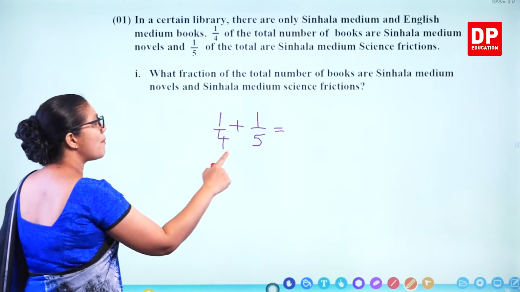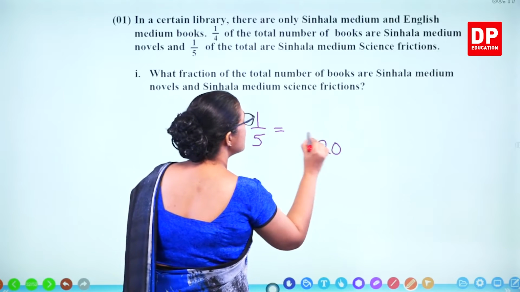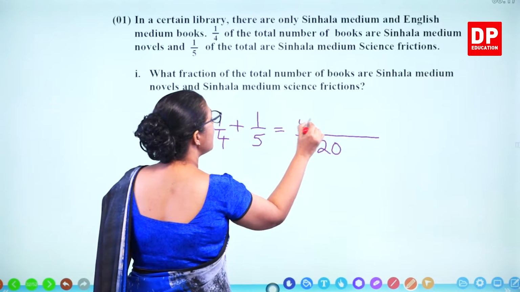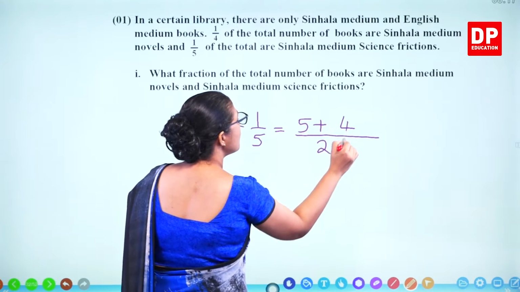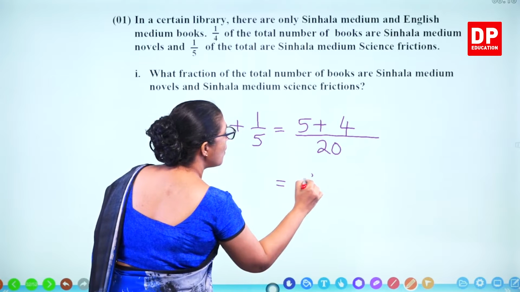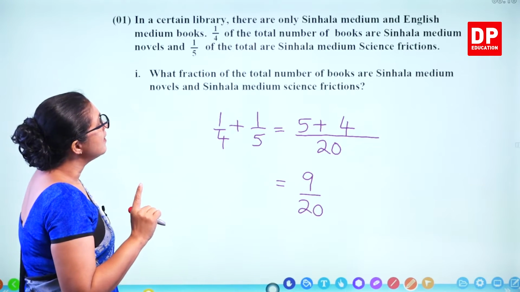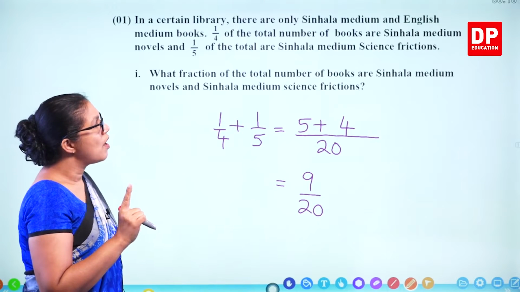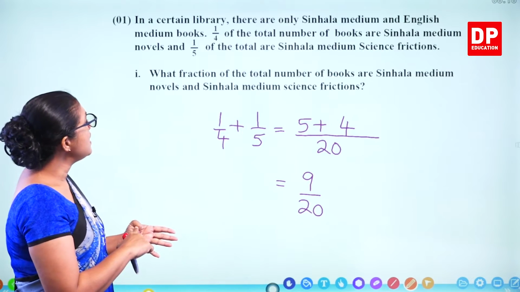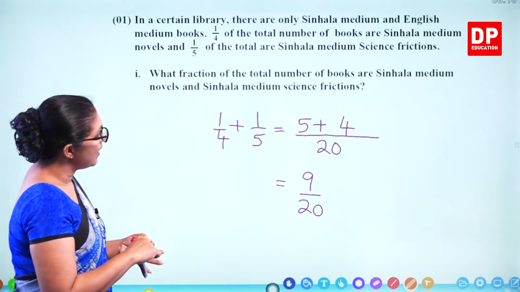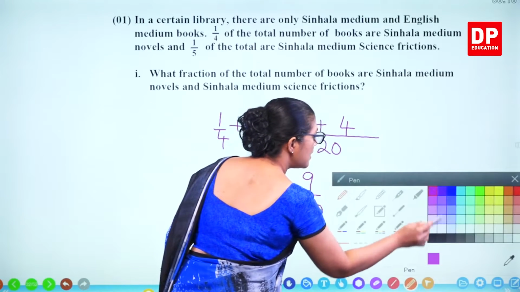So what's the lowest common multiple? That's 20. Convert to 20, that means 5 times 1, 5. This is 4 times 1, 4. 5 plus 4, that's 9 over 20 is the total number of Sinhala medium novels and science fictions. So you can get 2 marks for this part.